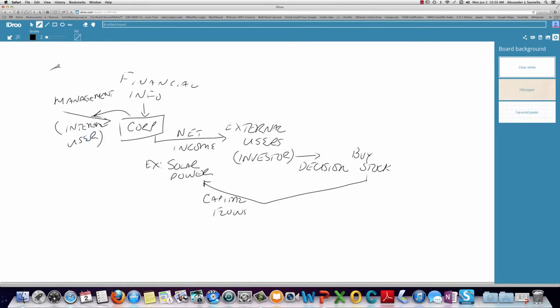So again, when we look at the corporation as a whole, it has, of course, management as an internal user, generating that financial information, using that information, but the external user, which is the focus of this course, would be, for example, an investor. It could also be a creditor, a bank that is going to be making a lending decision.